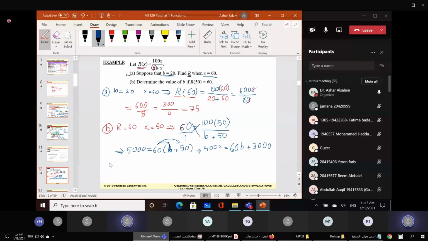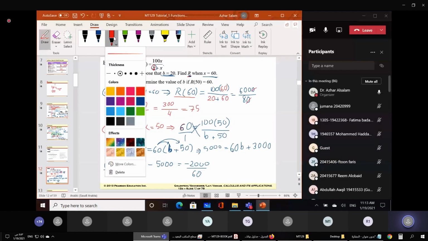Yes. Now I have to find B. I have to find the value of B. So 60B equals 3,000 minus 5,000, sorry. Right? Which is here minus 2,000. So dividing by 60 to find the value of B alone. And also here dividing by 60. Right? Here to simplify.